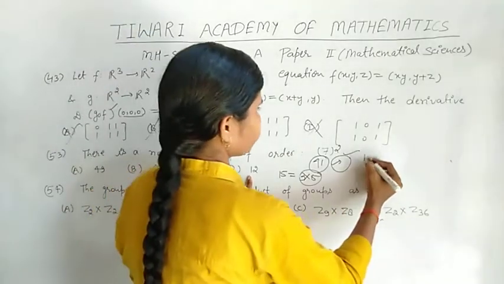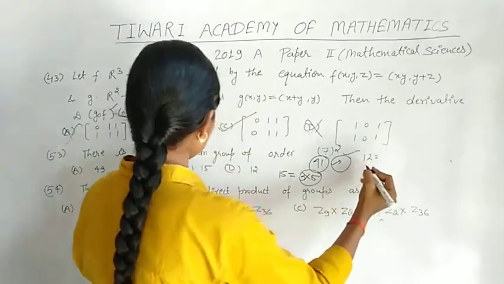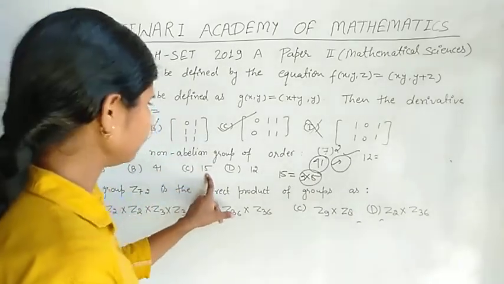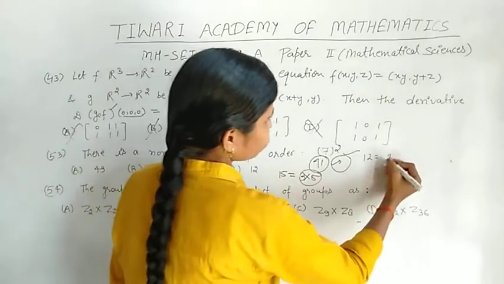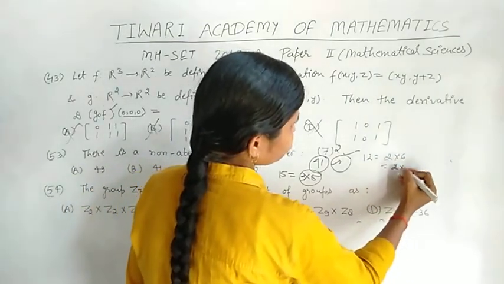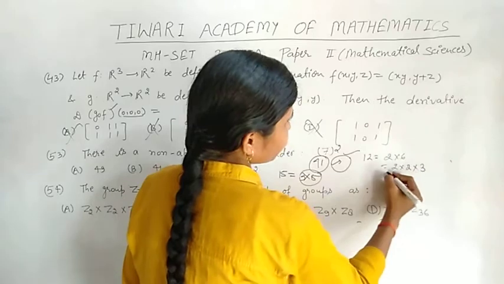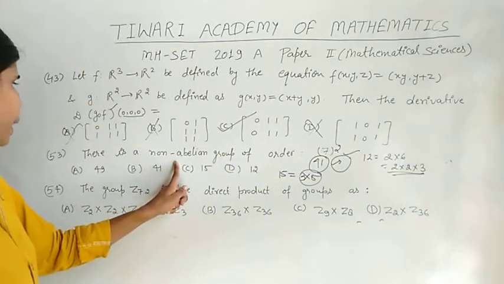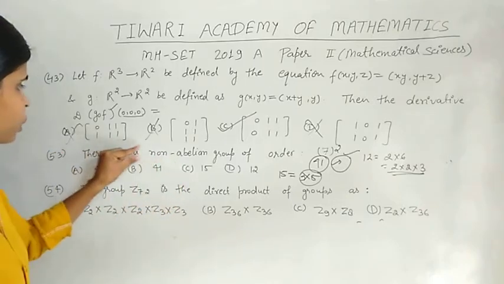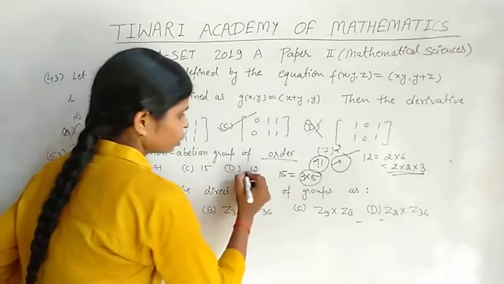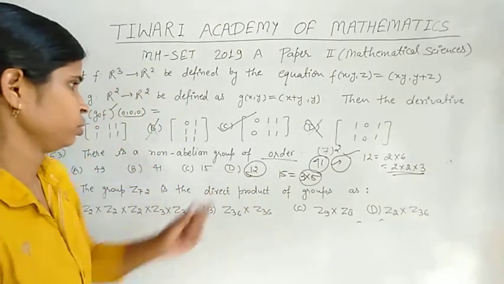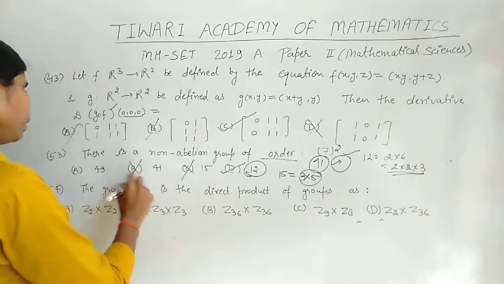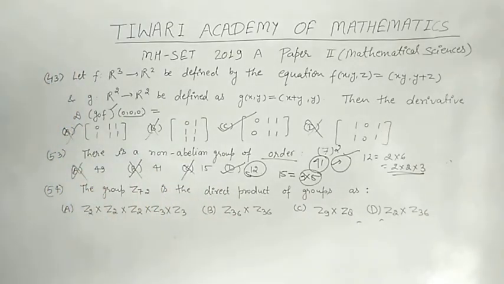Option D, 12. This does not have only an abelian group; 12 is 2 into 6, 2 into 2 into 3. It has at least one non-abelian group, and the question asked whether there is a non-abelian group of order 12. So option D is a true option, and C, B and A options are wrong.